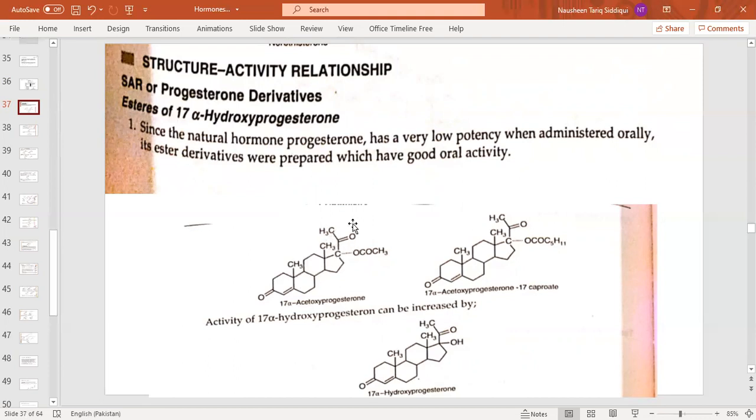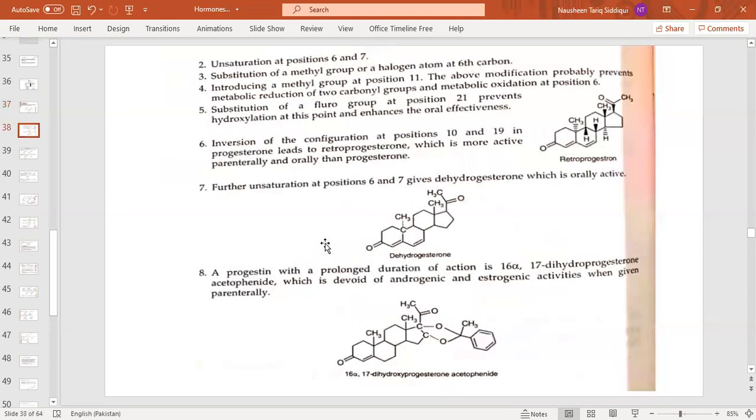And 17 position पे ये substitution हुई हुई है, so that's why we call it 17-alpha hydroxyprogesterone. Since the natural hormone progesterone has a very low potency when administered orally, its ester derivatives are prepared which have good oral activity. अब आप if you note, these all are the esters, ester derivatives बनाए गए, ठीक है, जिसकी वजह से उसकी ओरल एक्टिविटी आफ्टर टेकिंग ओरली वो इनहैंस की गई, ठीक है.